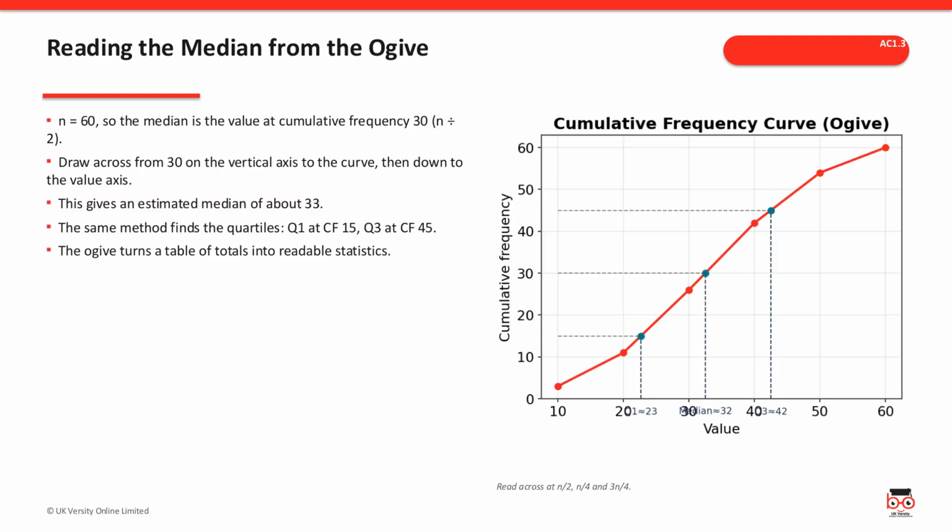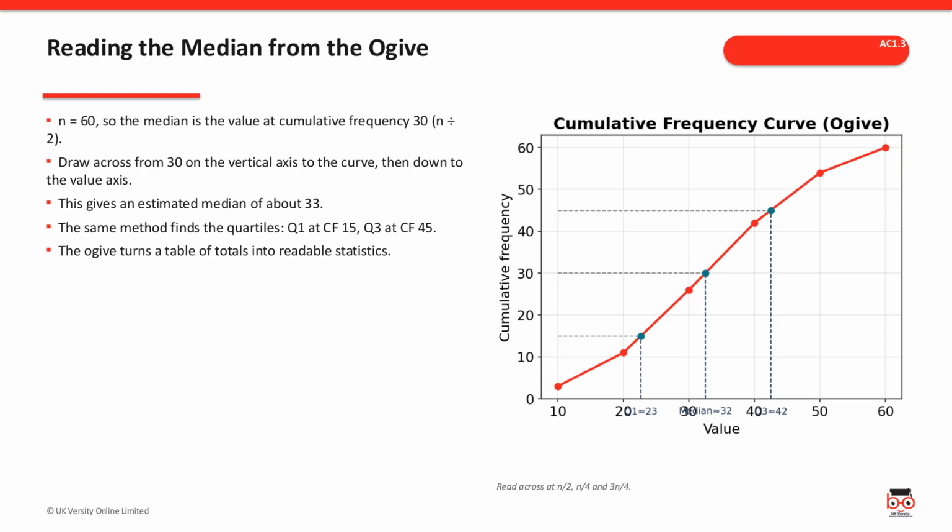Reading the median off the ogive is genuinely satisfying. With 60 values, the median is at a cumulative frequency of 30. That's n divided by 2. So you go to 30 on the vertical axis, draw across until you hit the curve, then drop straight down to the value axis. For our delivery data, that gives an estimated median of about 33 minutes.